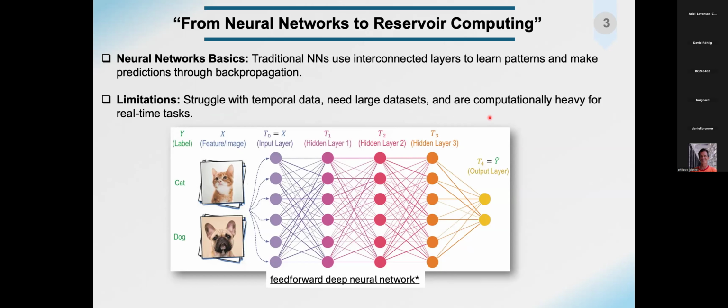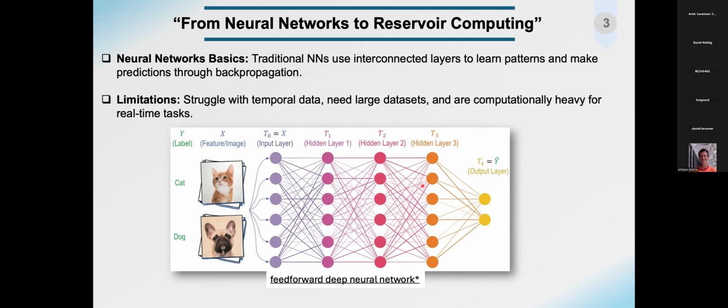It's a computational model inspired by biological neurons, but it's a simplified version where interconnected nodes process data through layers to make predictions or decisions. And here is an example of a feed-forward deep neural network. At its core, a neural network basically consists of an input layer. You can see this input layer over here, where input data, in this case the images of cats and dogs, comes in. In general, pre-processing is done on these input images to extract relevant features, which are then fed into the input layer.